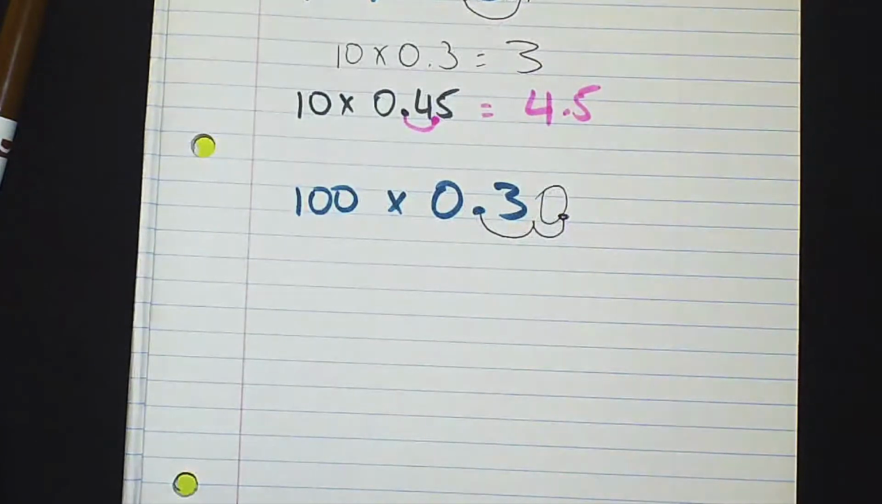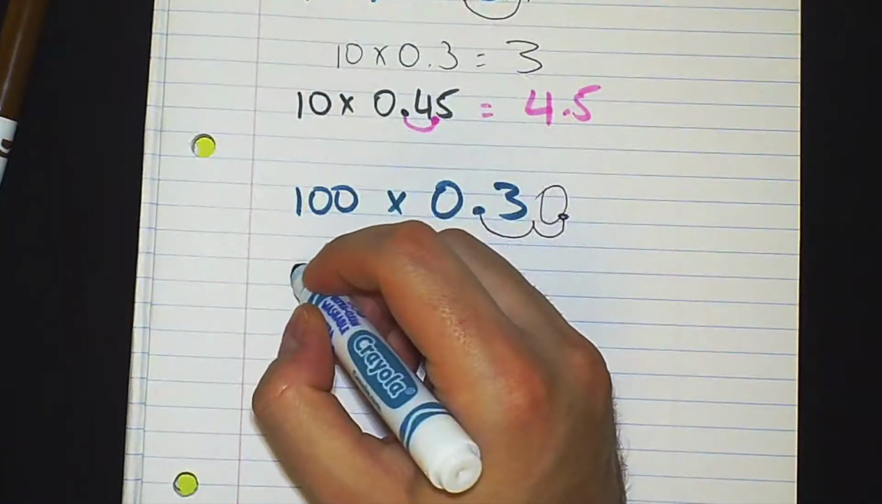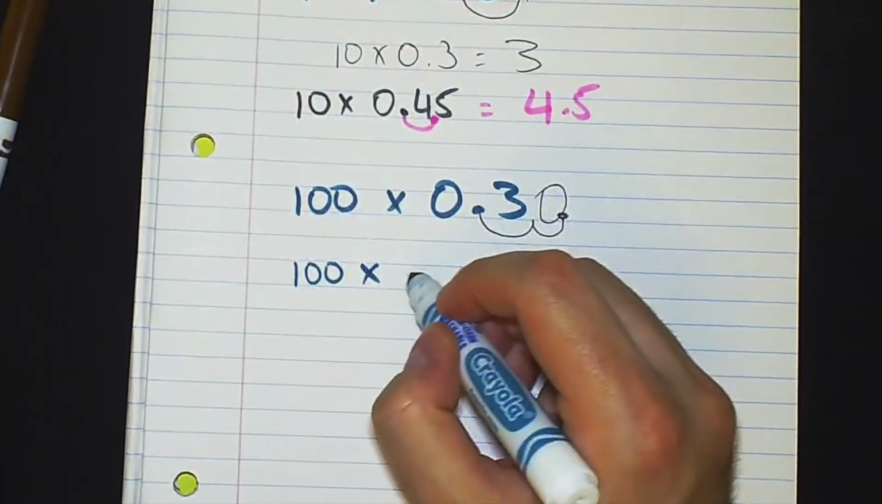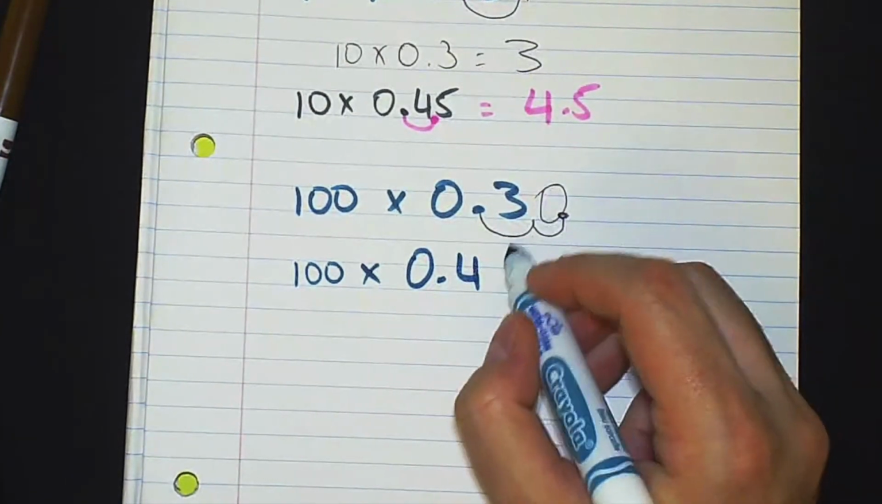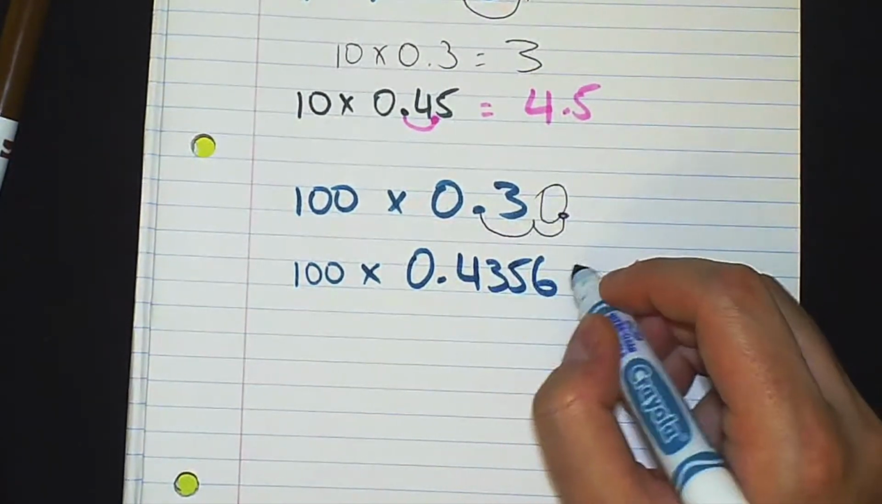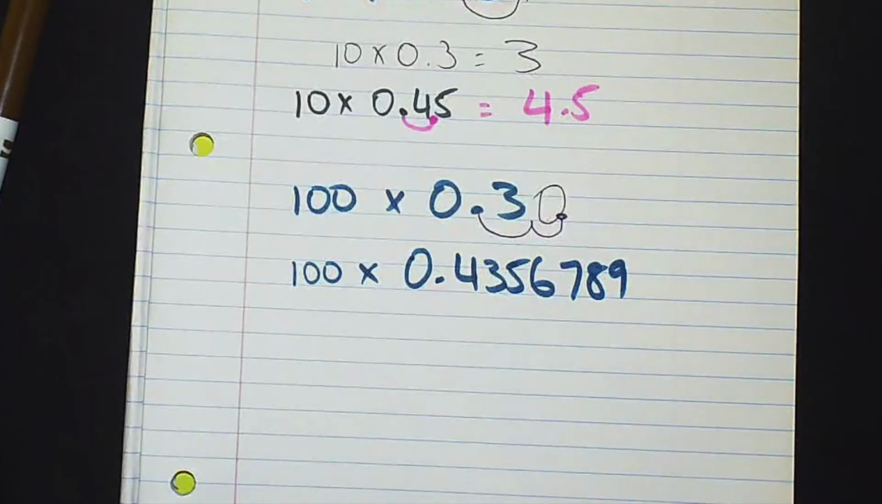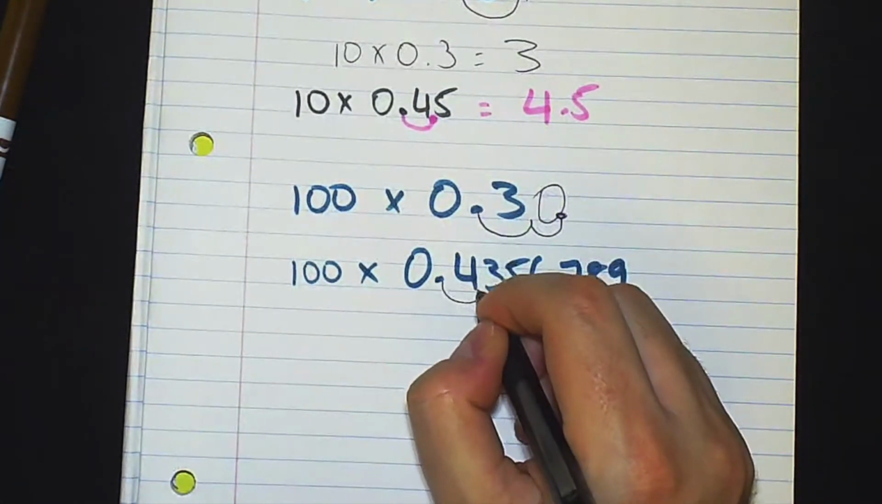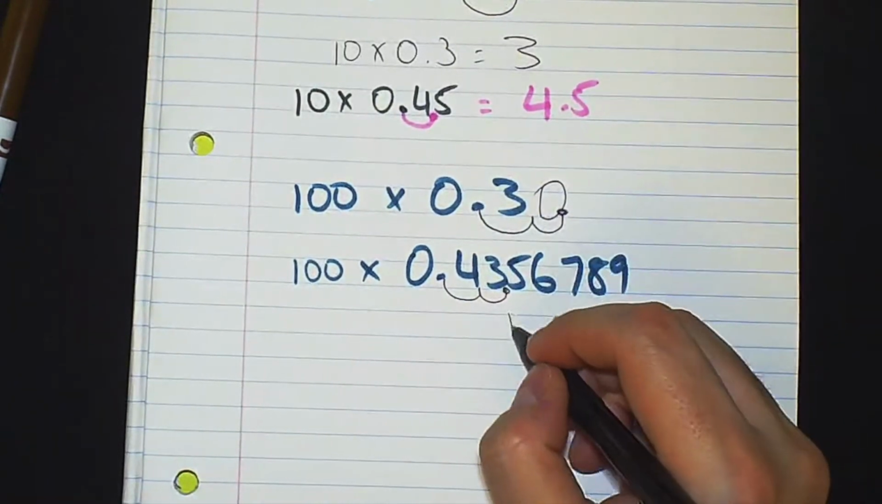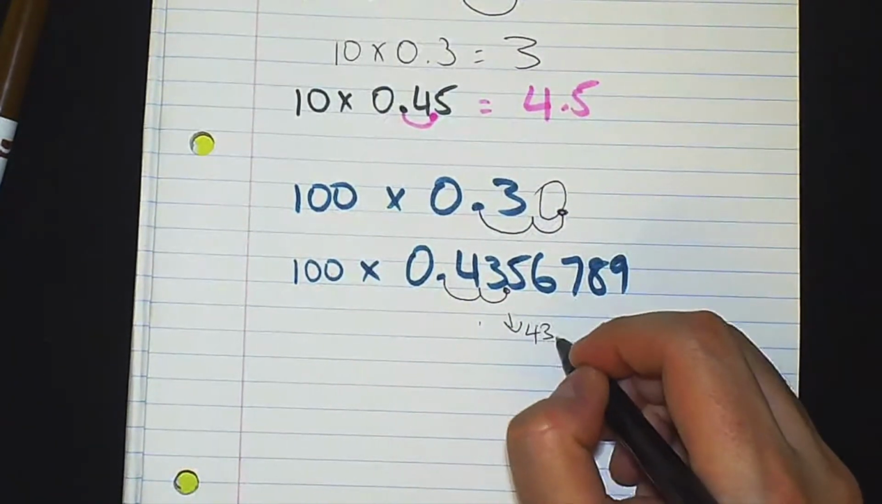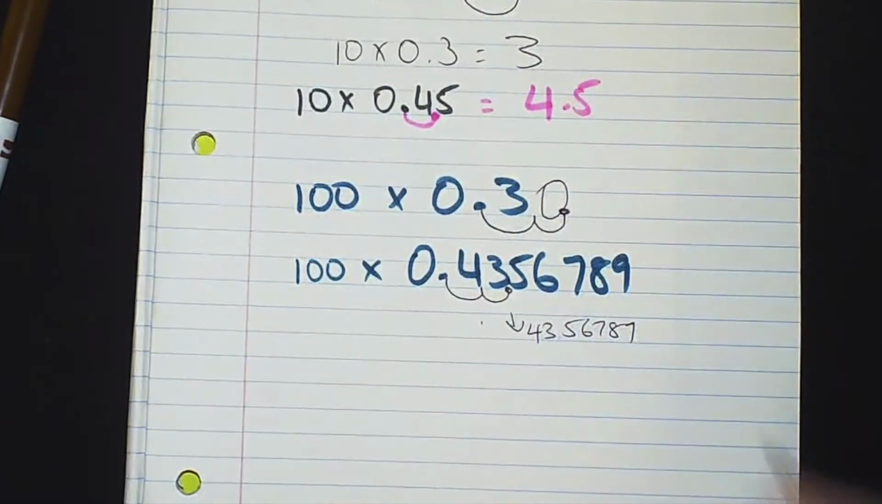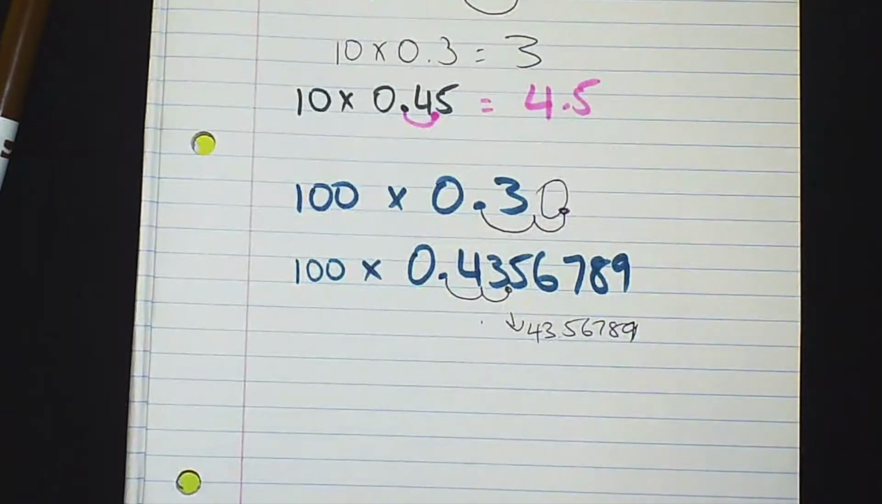Even if you had a large decimal like 0 decimal 4 3 5 6 7 8 9, whatever, doesn't matter what it is. You take this, you move it over 2 times, and it would give you an answer of 43 decimal 5 6 7 8 9, whatever, doesn't matter. That's all you would do if you were multiplying decimals by 10.